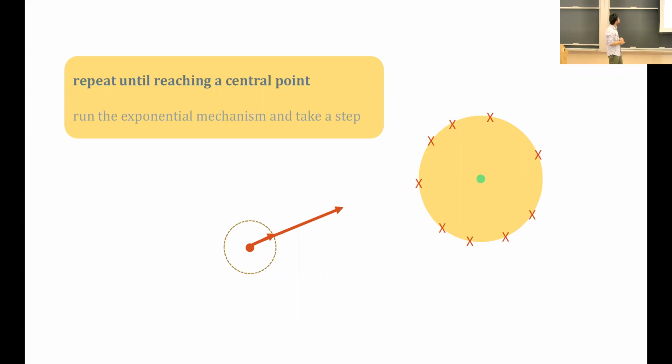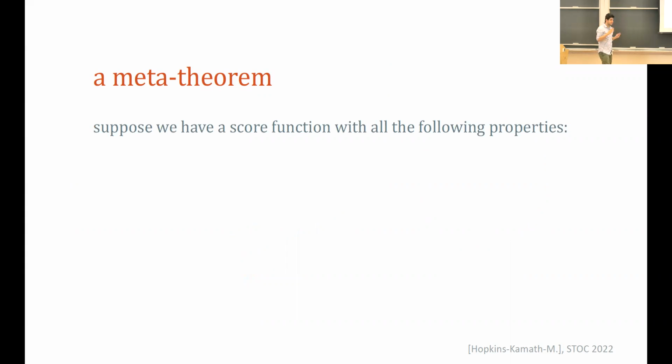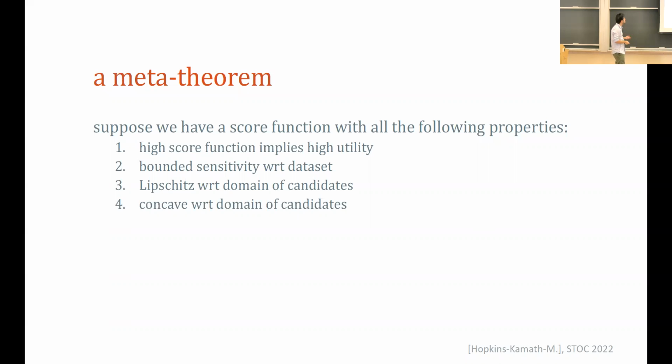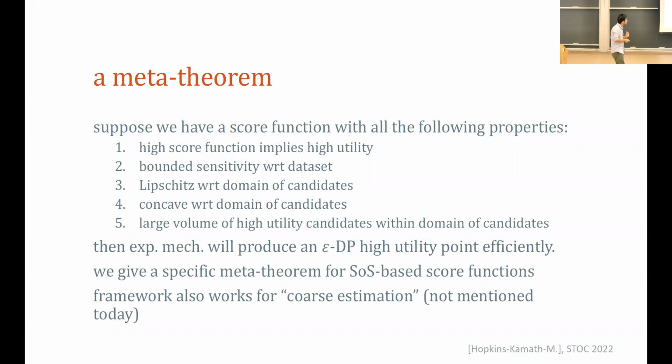Now the things we did are not specific to this problem of mean estimation. Specifically, if you have any score function that has these properties, that is, high scoring candidates imply high utility, you have bounded sensitivity, you have Lipschitzness, you have concavity, and you have a large volume of high scoring points, then the exponential mechanism is going to give you a good point with high probability efficiently and privately.